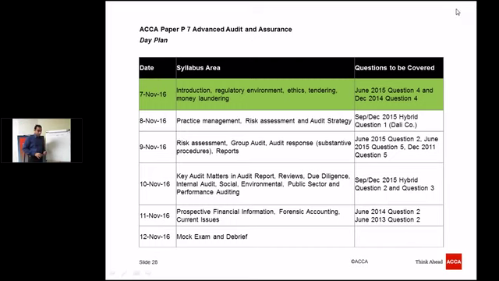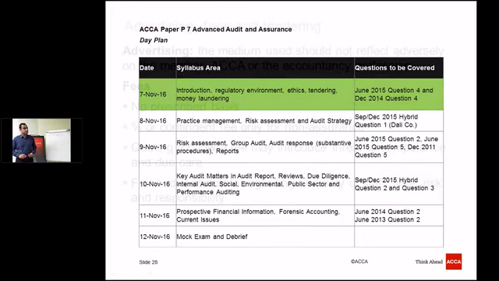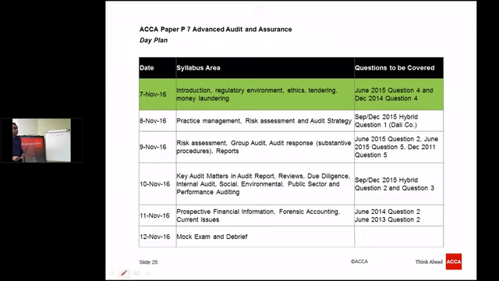Hello, everyone. I hope we had a good day yesterday, trying to learn a lot of things. We'll do a little recap of what we covered yesterday, and for this we have to move to the slides. Here you can see on the slide, we covered yesterday, after the introduction, the regulatory environment and ethics. There was a long discussion around ethics. What are the key exam techniques with regard to ethics?